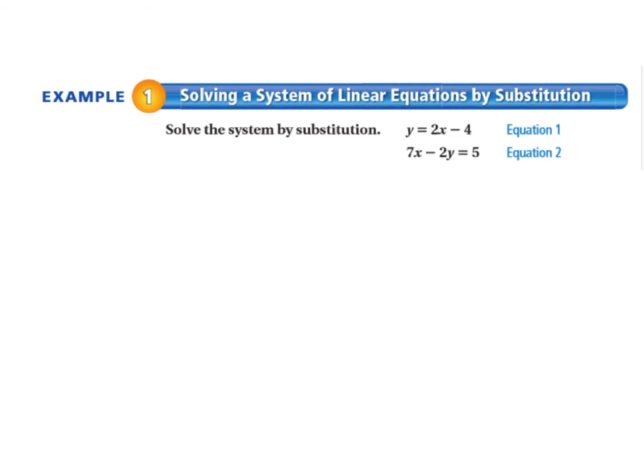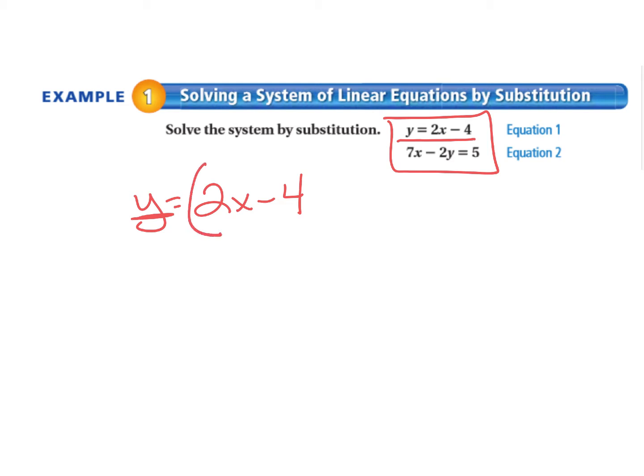It's going to be much easier once you see it. So let's go ahead and take a look at what we have here. We have our 2 equations. Step number 1, remember, was to solve one of the equations for one variable. So we're already done. y equals 2x minus 4 is already solved for y. So this is the expression that we're going to substitute into our other equation. Here's our other equation, 7x minus 2y equals 5.